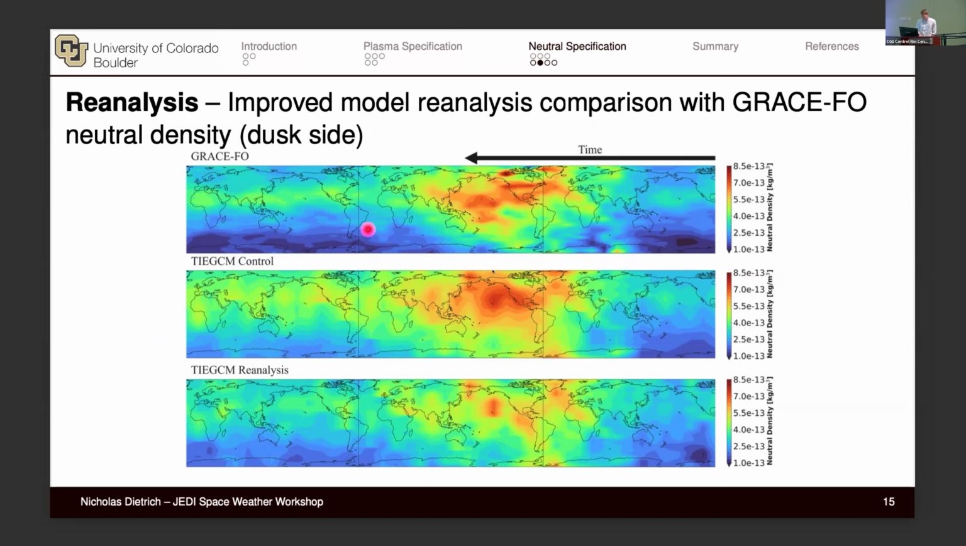And so you can see the TIE-GCM control here. You can see the bias between models, and then the reanalysis that we're comparing to is at the bottom. During these enhancement structures, we're really not getting as good a benefit as we want. But in these reanalysis results, it's really this subsequent cooling phase where we're getting really good performance and much better agreement with our observations.